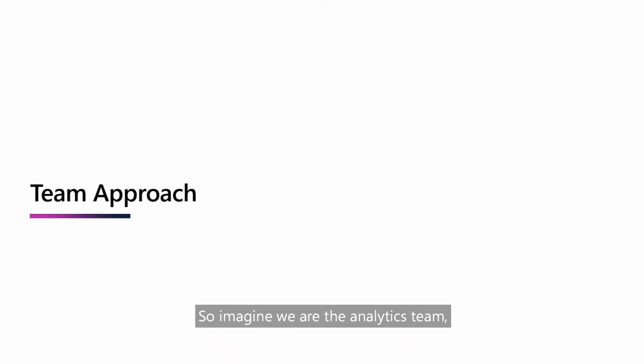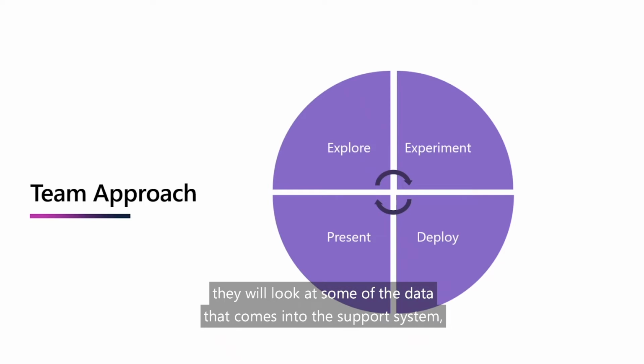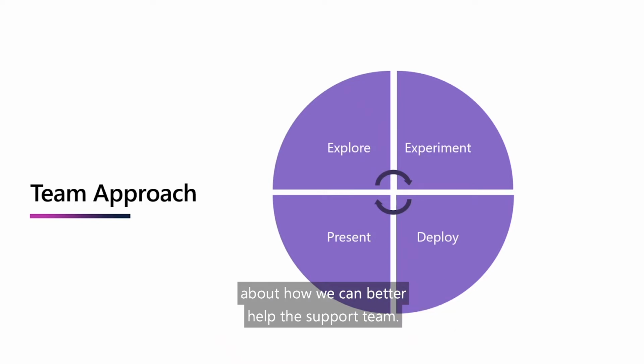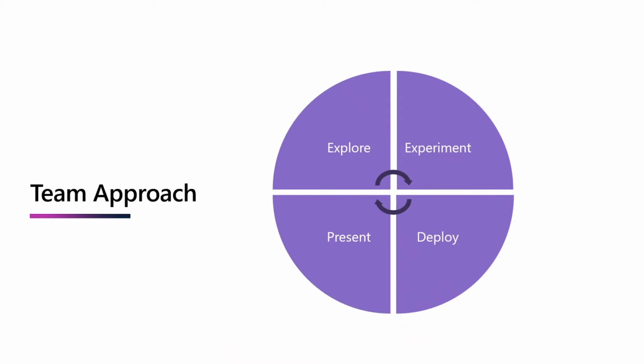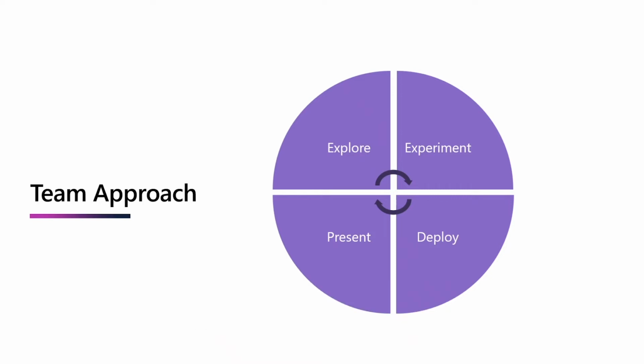Imagine we are the analytics team. The data analytics team is trying to approach this problem using a data science approach. First of all, they will look at some of the data that comes into the support system, exploring that data set and deciding what's in it to help us understand more about how we can better help the support team. Then they're going to have to work really closely with the support team, of course, because the support team is really the one who knows the problem the best.